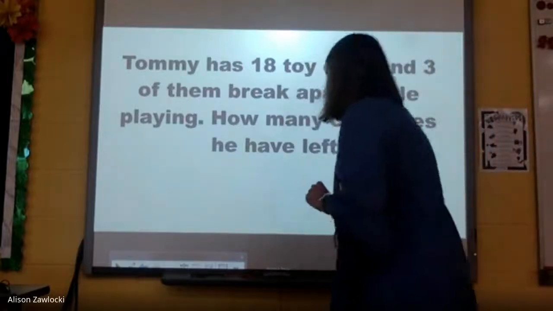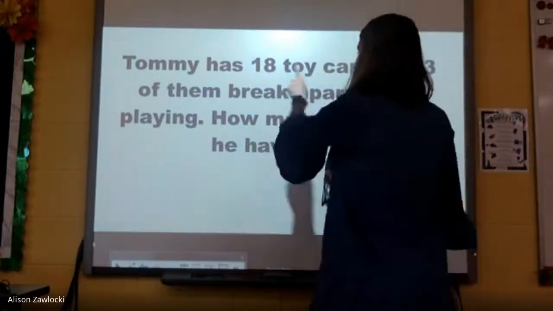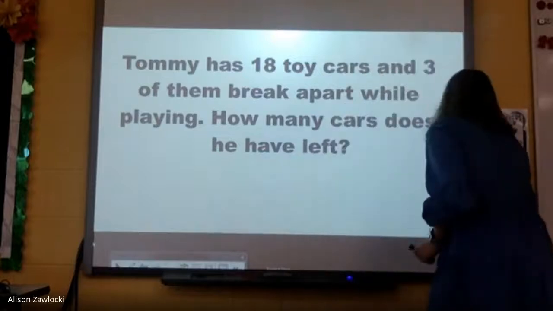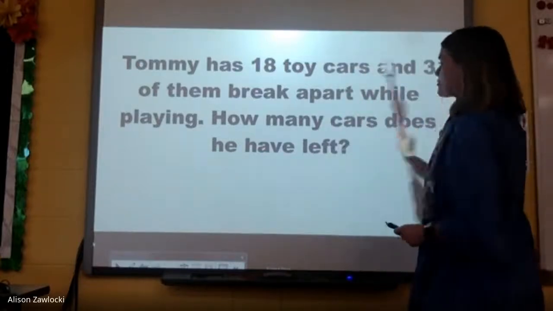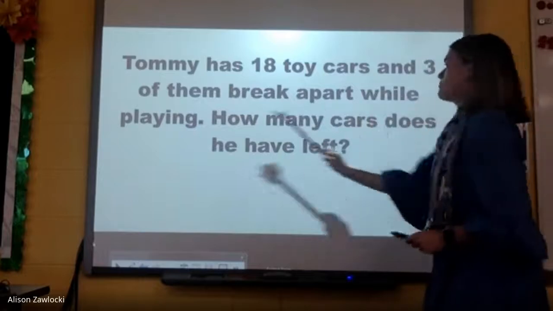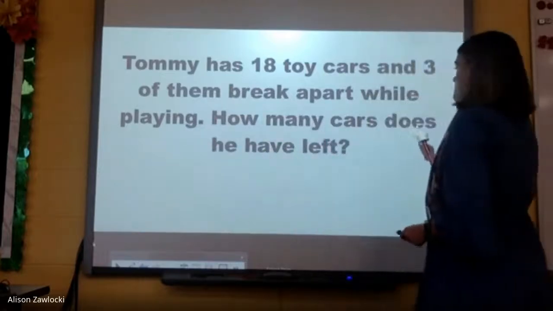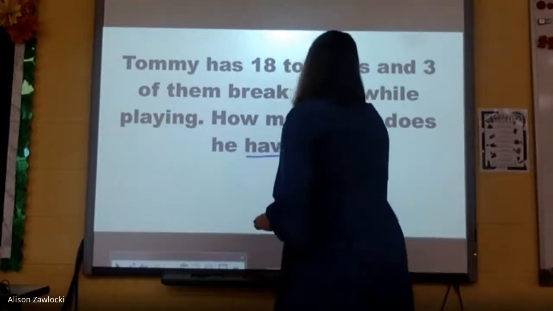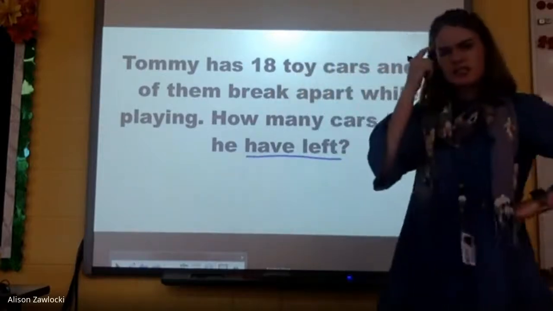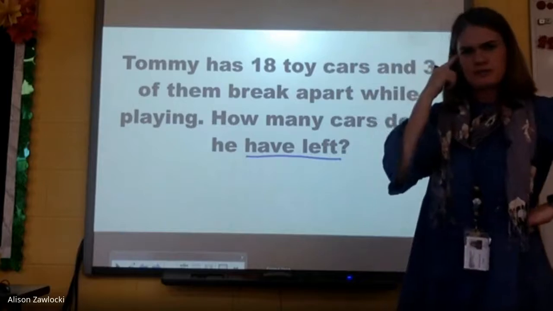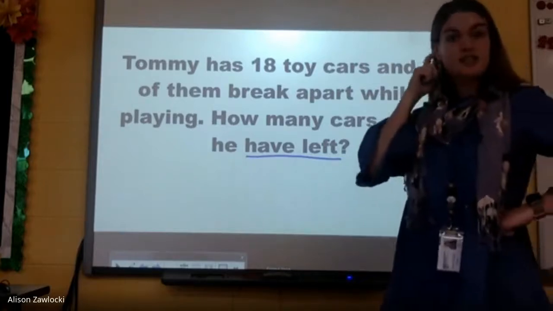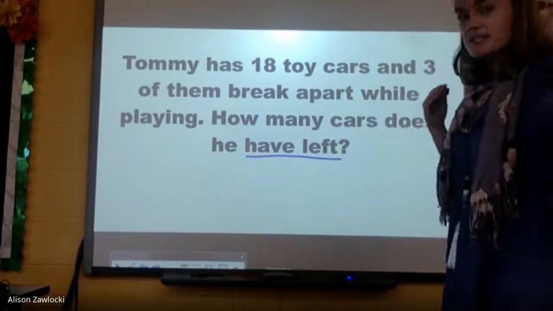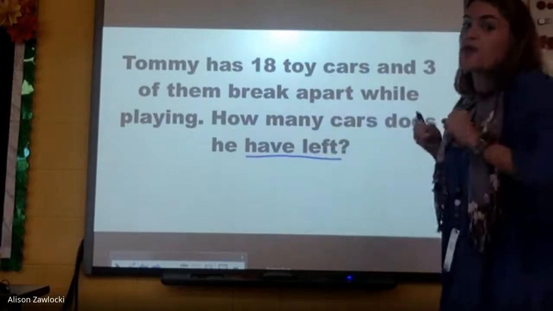Okay, let's get started. Let's read this. Tommy has 18 toy cars, and 3 of them break apart while playing. How many cars does he have left? These words, have left, tell me that we are doing addition or subtraction. We're doing subtraction. Very good job. How many does he have left? Some got taken away or broken.